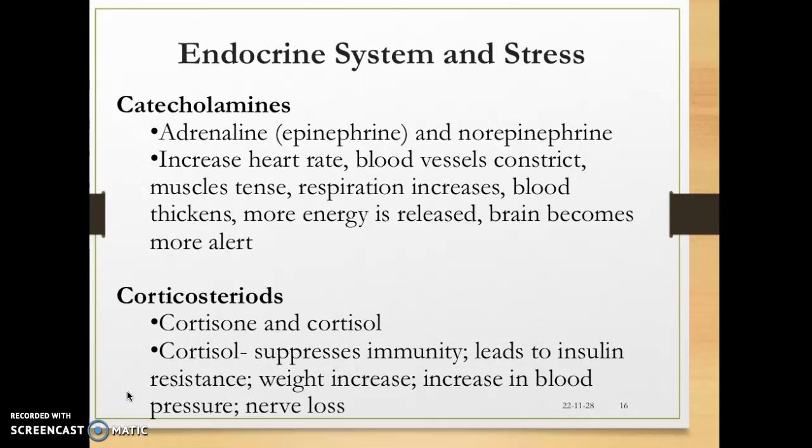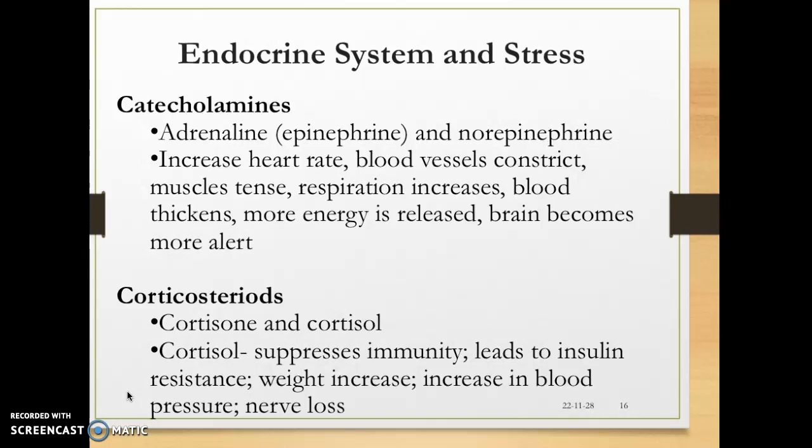Increased cortisol can suppress immunity, can cause insulin resistance leading to diabetes, and can increase blood pressure. Increased cortisol is associated with diseases like cancer, hypertension, ulcers, heart attack, diabetes, arthritis, Parkinson's disease, and a variety of infections.